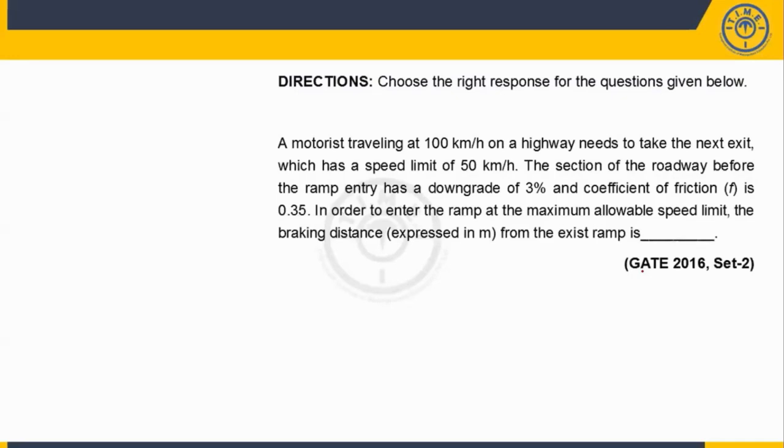Let's see this. A motorist traveling at 100 kmph on a highway needs to take the next exit, which has a speed limit of 50 kmph. The section of the roadway before the ramp entry has a downgrade of 3%. Coefficient of friction is 0.35. In order to exit the ramp at the maximum allowable speed limit, what is the braking distance from the exit ramp?